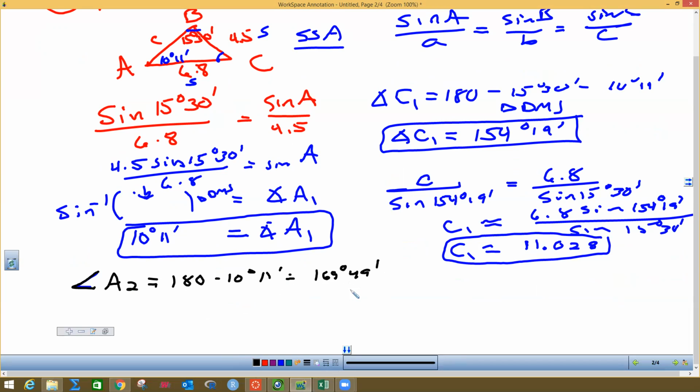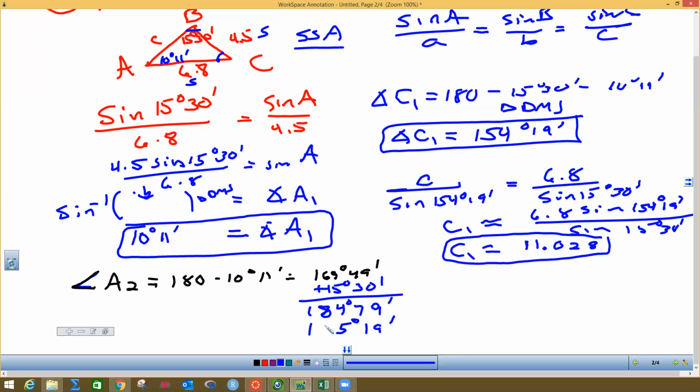Now what do I do to check if this is going to work? I have to add the 15 degrees, 30 minutes that they gave me up there. When I add these, let's see, 14, 7, 1, is that right? No, 8. Okay, do you remember how many minutes are in a degree? 60. So you're supposed to take 60 from this and then add the 1 over to this side.